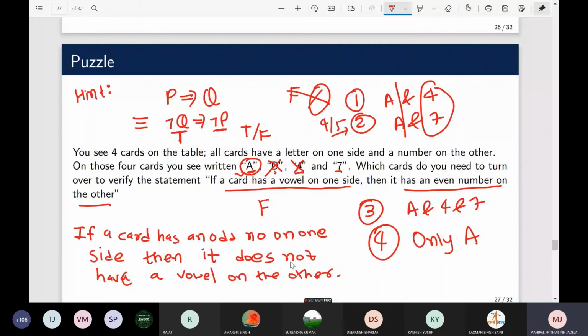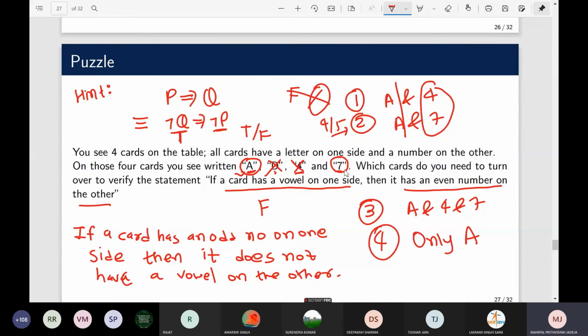Why? Because I have one instance where the equivalent statement is saying if a card has an odd number on one side, then it does not have a vowel. But here I have a counter example. Here I have an odd number on one side, and on the other side I have a vowel. So the selection of this particular card is very much important, because without it we can't verify this statement, at least for these 4 cards. And these 2 cards are not needed.